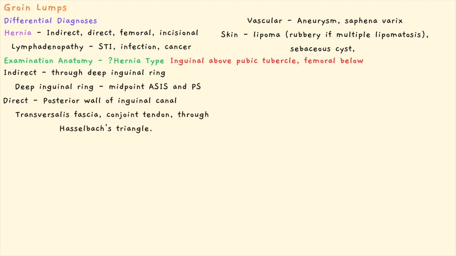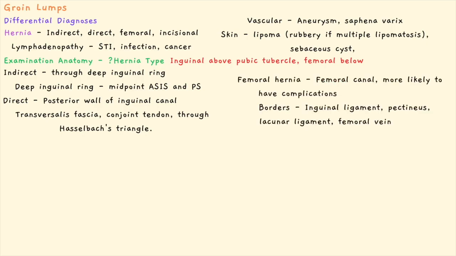Direct hernias go through the posterior wall of the inguinal canal, so the transversalis fascia, the conjoint tendon, and through Hesselbach's triangle. Hesselbach's triangle is not something you can usually determine clinically. It's more of a surgical diagnosis, and it's bounded by the rectus abdominis as well as the inguinal ligament.